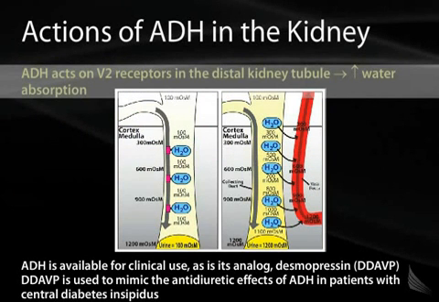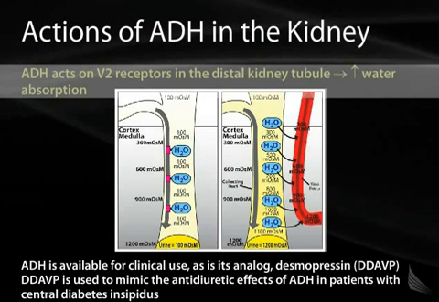So first one is the actions of ADH or vasopressin. ADH is the hormone that's mainly involved with the regulation of water balance. It's called antidiuretic hormone, as its primary action is in the kidney, where it works on V2 receptors in the distal kidney tubule to absorb water, and therefore the action is to increase water absorption.